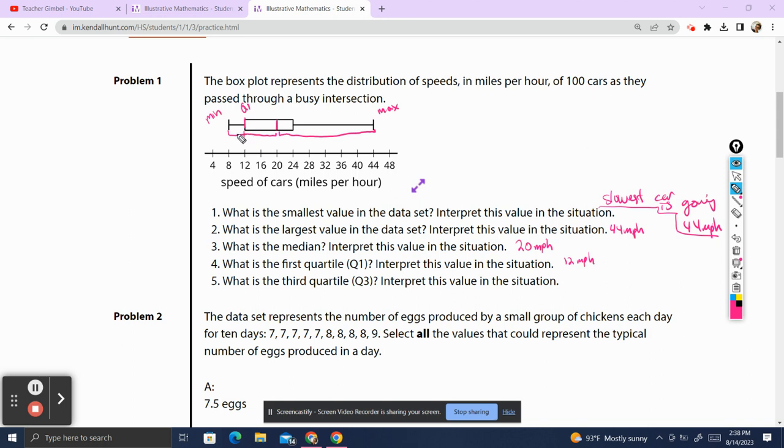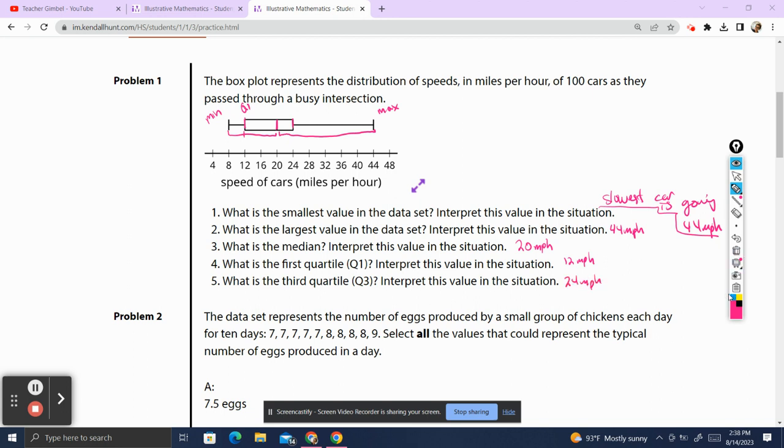So, of the lowest 50% of the data, half of that, which is 25%, of those cars are going between 8 and 12 miles per hour, and the next 25% of cars are going between 12 and 20 miles per hour. The third quartile does the same thing with the top half of the data. So the third quartile is going to be this line over here, which is 24 miles per hour.